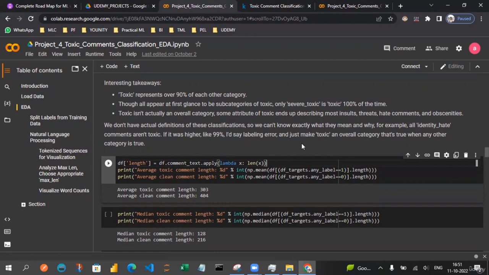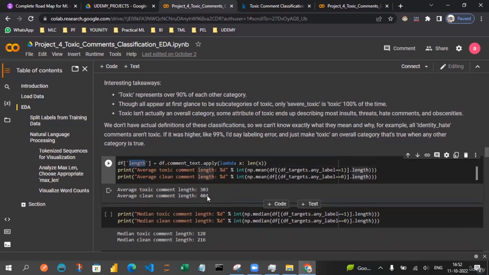So identity hate comments may not be inherently toxic. That may be true in some cases, right? If it were a higher 99%, I would say it's going to be labeled there, or we just make toxic the overall category, and we may make some assumptions where the other categories may not be true. So at that time, we are going to showcase that.